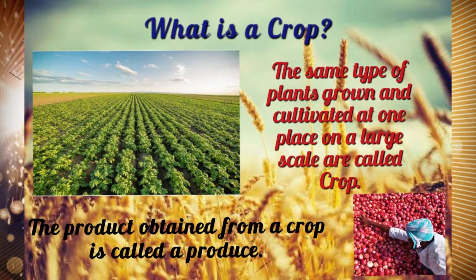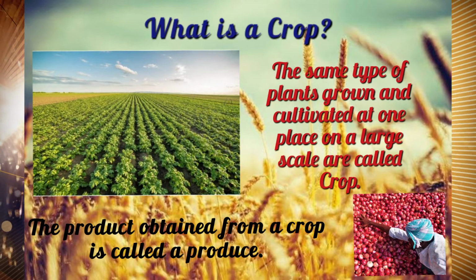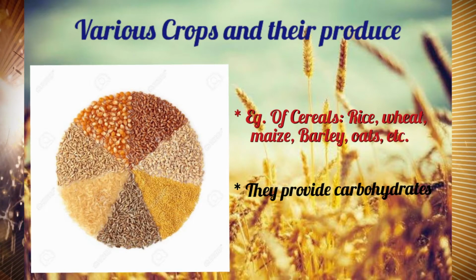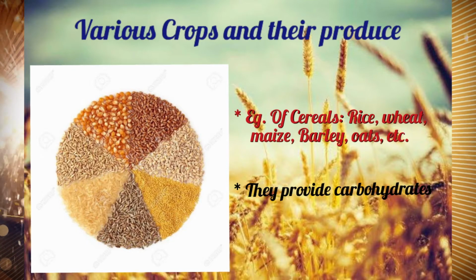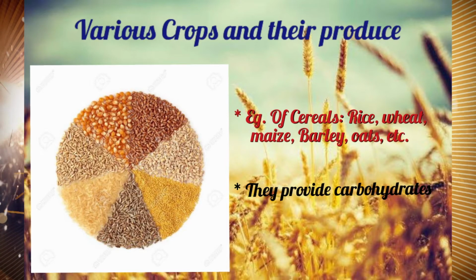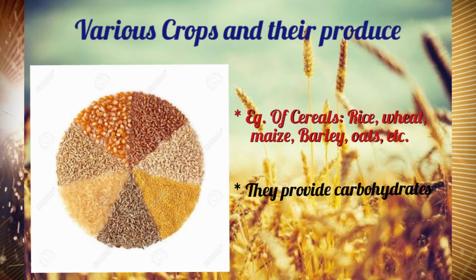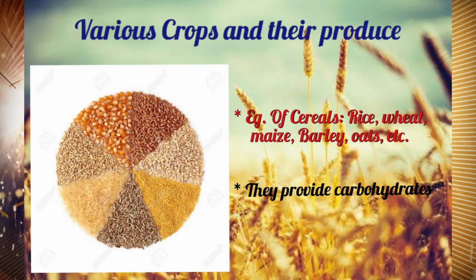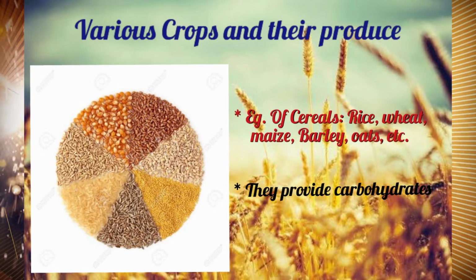So first let us see classification of various types of crops on the basis of their produce and also about the nutrients that we get from them. So first is cereal crops or grain crops. We get cereals like rice, wheat, barley, maize, oats, etc. from cereal crops. Cereal crops provide us with carbohydrates and we get energy from carbohydrates. Carbohydrates में से हमें energy मिलती है जो cereals खाने से मिलेंगे.